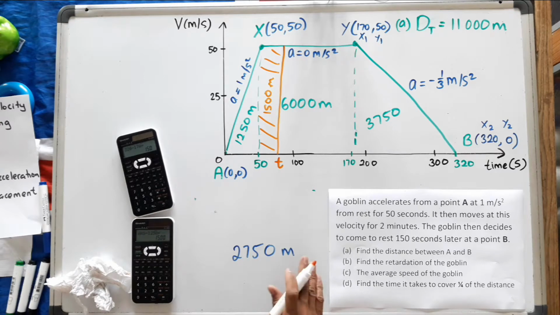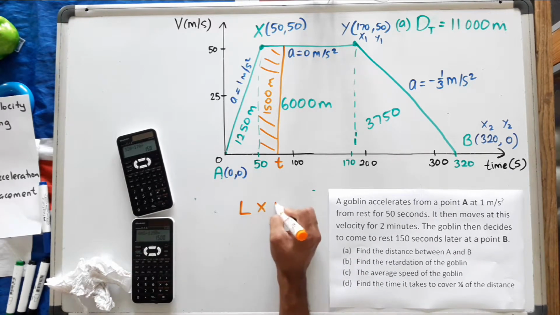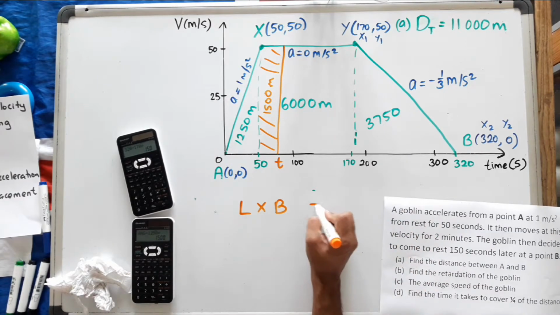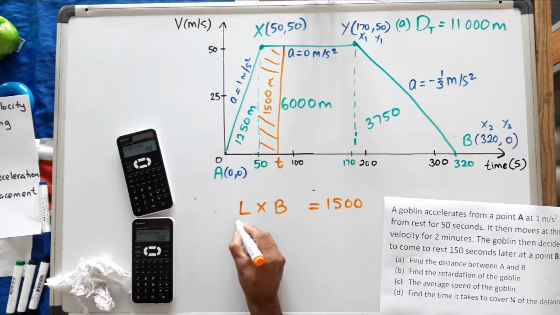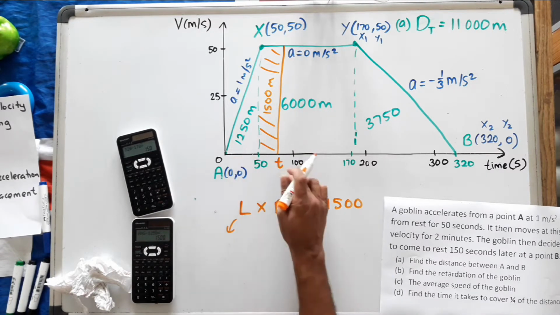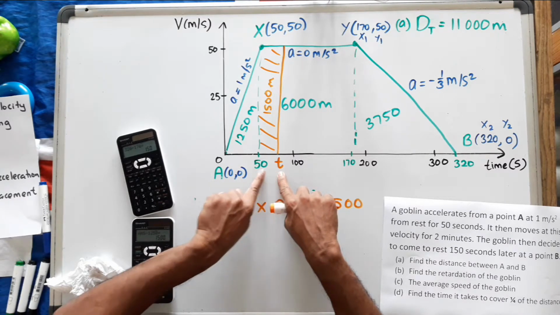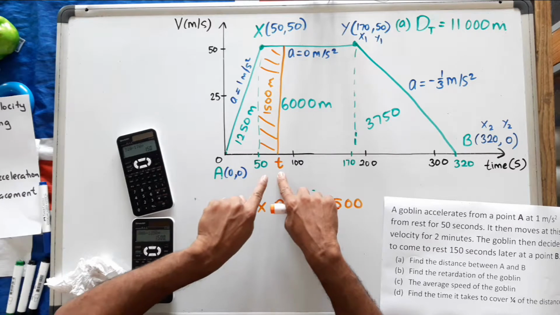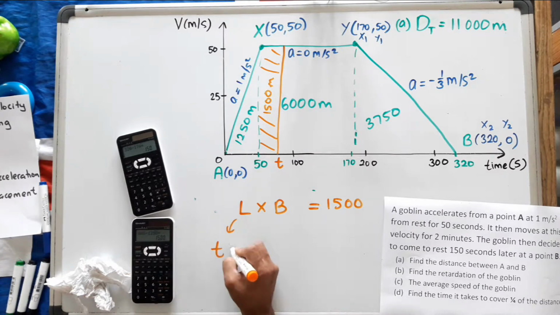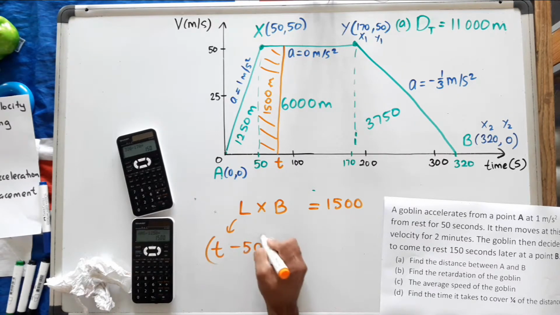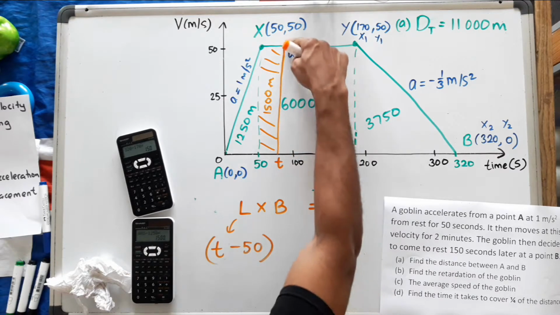How do you find the area of a rectangle? The area of a rectangle is just length by breadth. And we need that area to be equal to 1500. Well, the length is from here to here. How do we find the distance in between? We have to take that t is from the 0. So between here and here, the distance is simply t minus 50. That will give us the distance from here to here. And the breadth is 50.